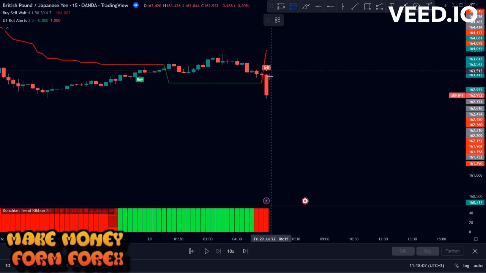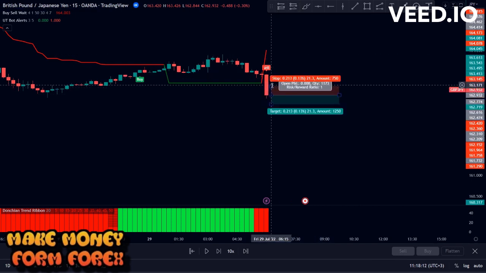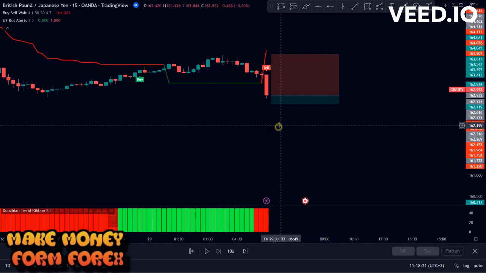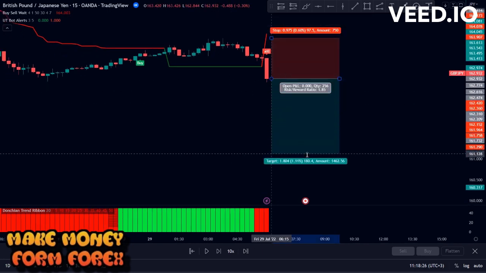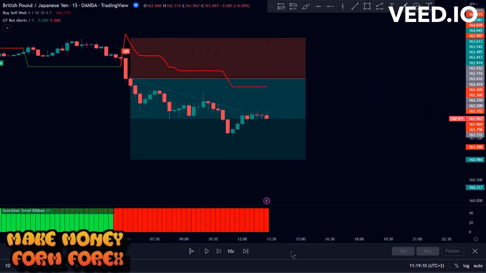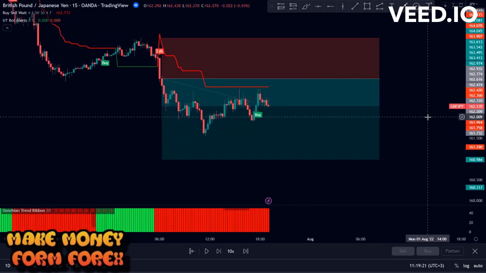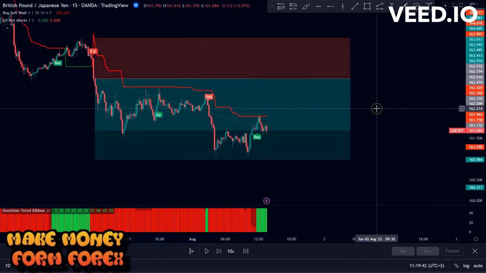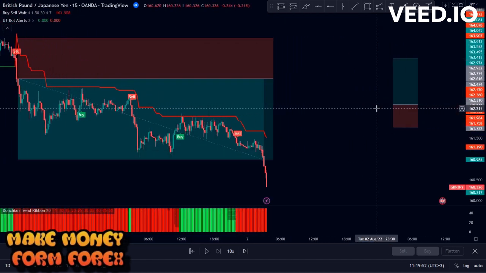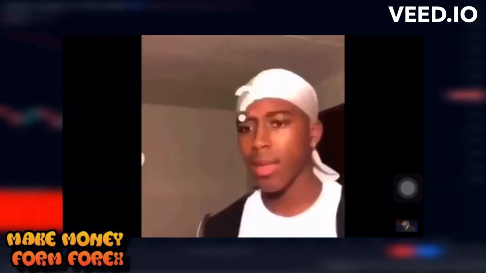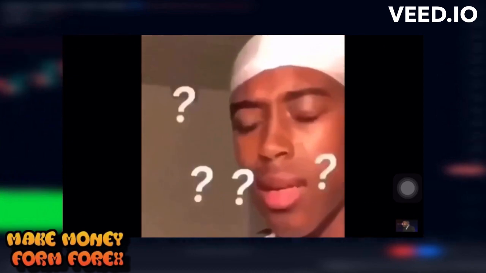We enter a short trade here, set our stop loss above the most recent swing high, which is this one right here. And for the take profit, we're gonna set it at 2 times the risk. We let the trade run. And it hits TP.